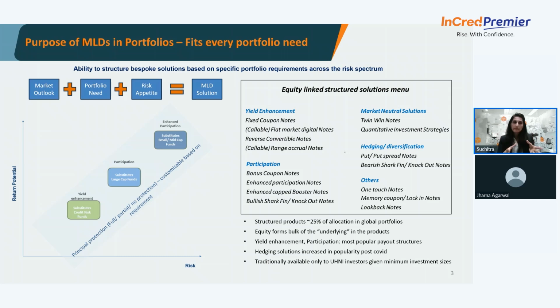Equity markets form the bulk of underlyings in structured products, whether we see the products in India or in global markets. Equity underlyings tend to be the bulk of the structured products' underlying. Within equity products also, we notice that it's index-linked products more than single stock products. So we will be focusing initially only on the Nifty 50 linked products. Of the different types of payouts, I would say the yield enhancement and participation are the most popular types of payouts. And then hedging solutions, which express a bearish view on equities.